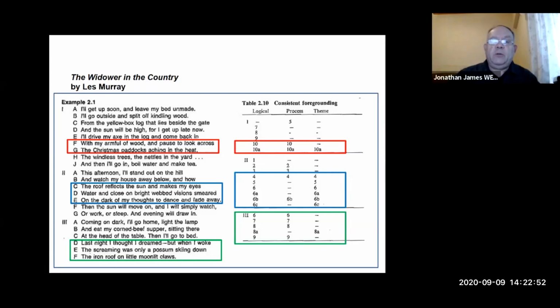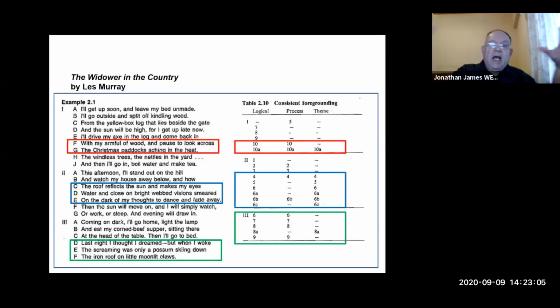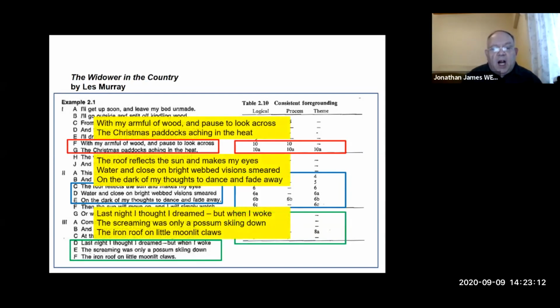The foregrounding. What's so interesting about this is that where the foregrounding consistently occurs is what you see here on the screen. All these various elements of foregrounding all center on these 3 sentences. With my arm full of wood, and pause to look across the Christmas paddocks, aching in the heat. Do you notice the use of the word aching here?